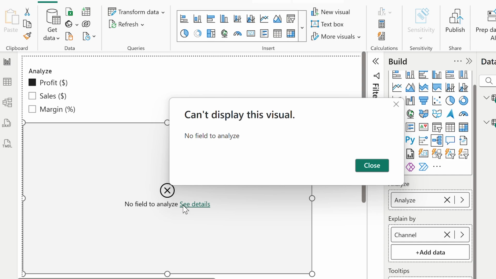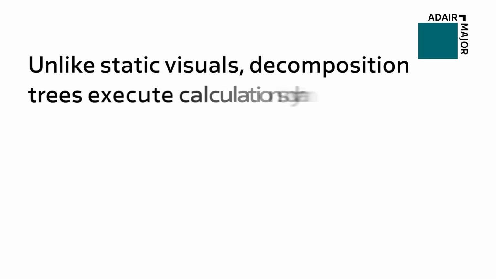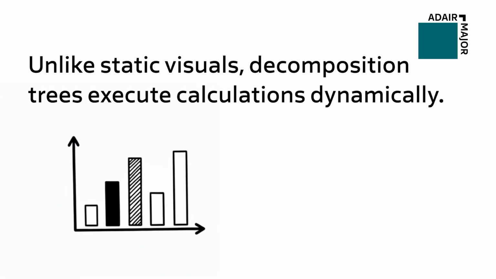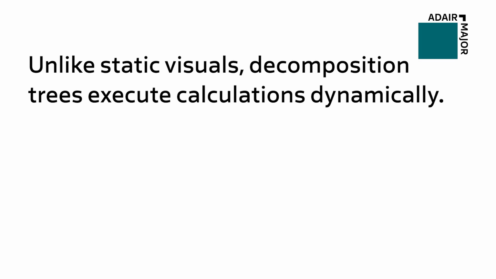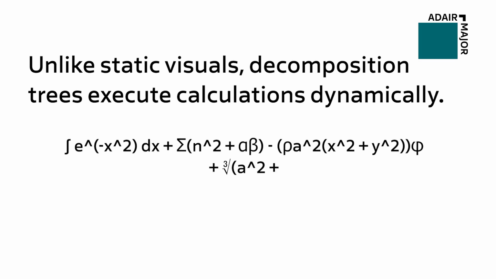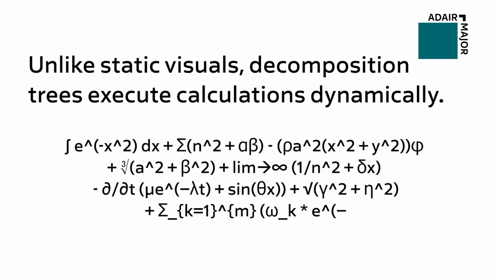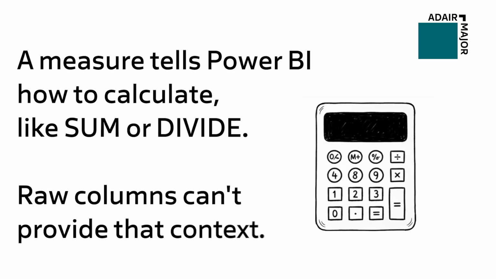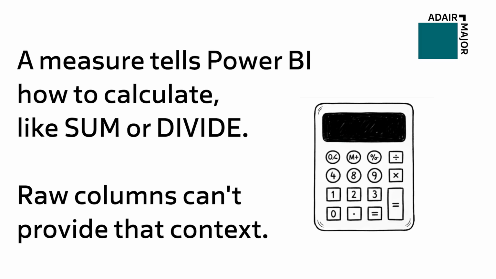That error happens because of what Power BI is doing in the back end. The decomposition tree isn't just like a bar chart or a table. It doesn't just display data, it actually does calculations as we go. So every time we expand a branch, Power BI runs a new calculation behind the scenes. So this visual needed it to be a measure, something that actually told it how to summarize that data, like a sum or a divide.